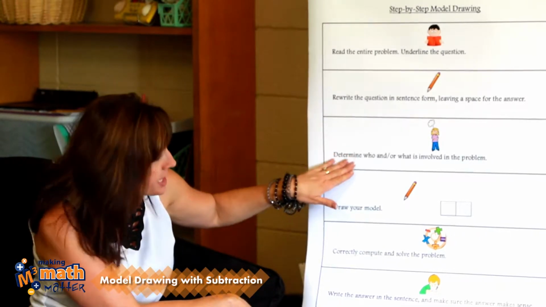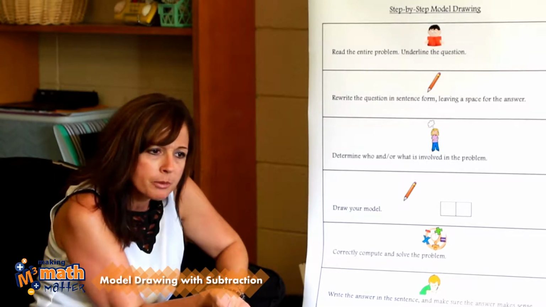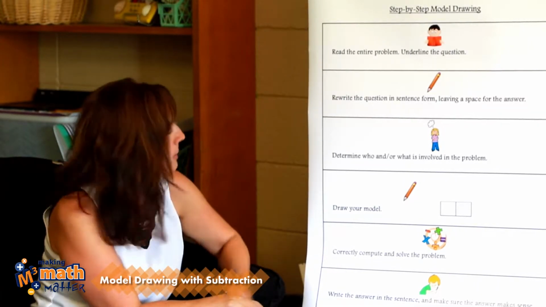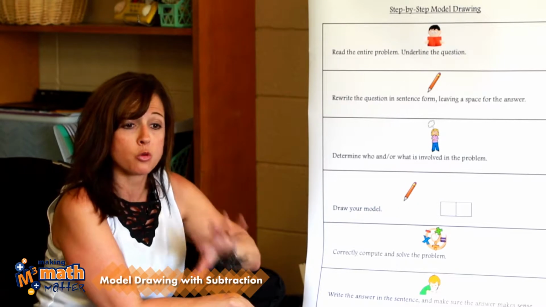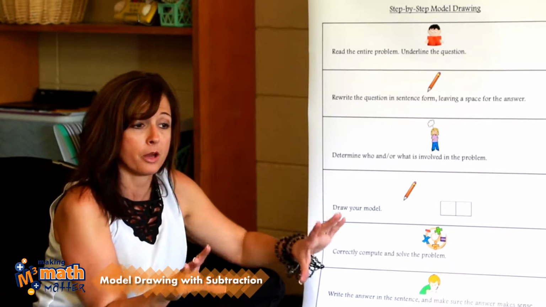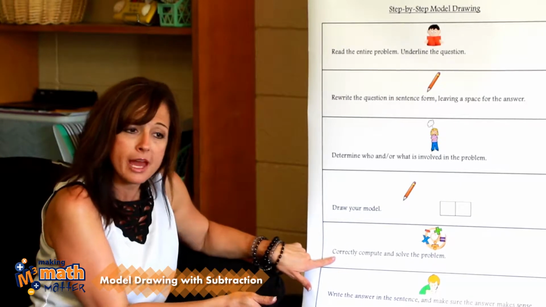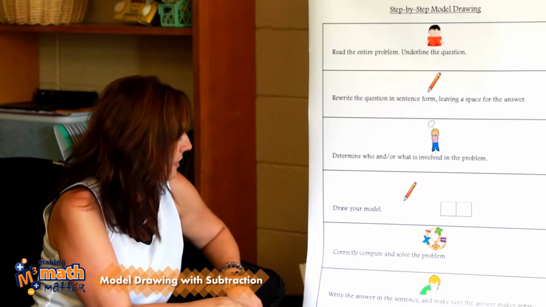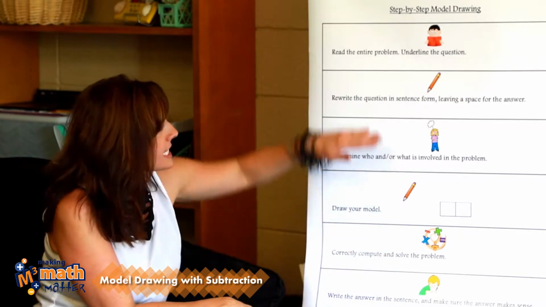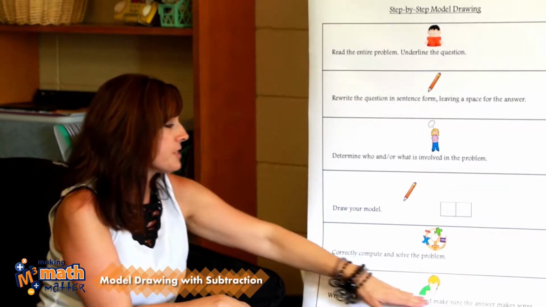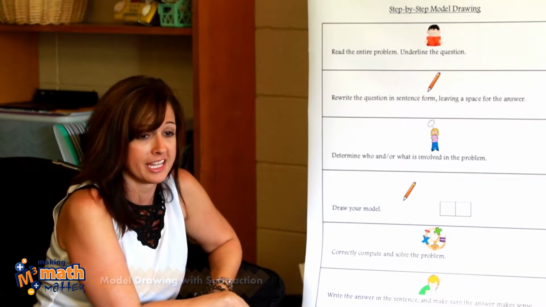Then we're going to go back to the problem and think about who or what is this problem about? Is there a character in the problem? What's going on? Okay, so that'll be our next step. For step number 4, we're going to actually draw our model, do our bar model. And then of course it's math, so we're going to actually do the math, solve the problem. And then our last step is to write the answer in that sentence you created. And also, what great mathematicians always do, we're going to make sure that our answer makes sense.